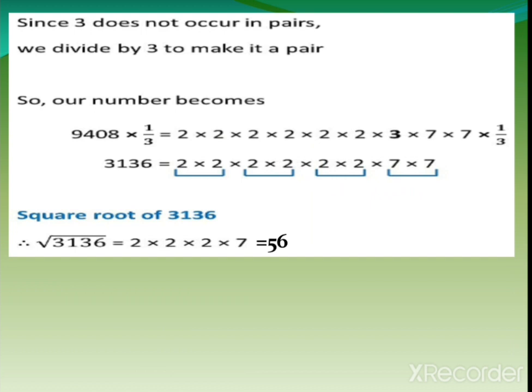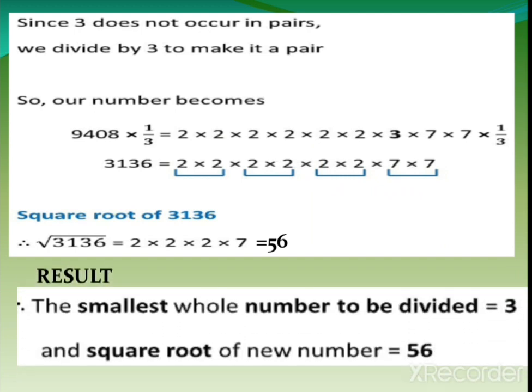Divide it by 3. Once you divide it by 3, the new number becomes 3136, and definitely the new number will be a perfect square. So you're going to say that the smallest whole number to be divided by is 3 and the square root of the new number is 56.